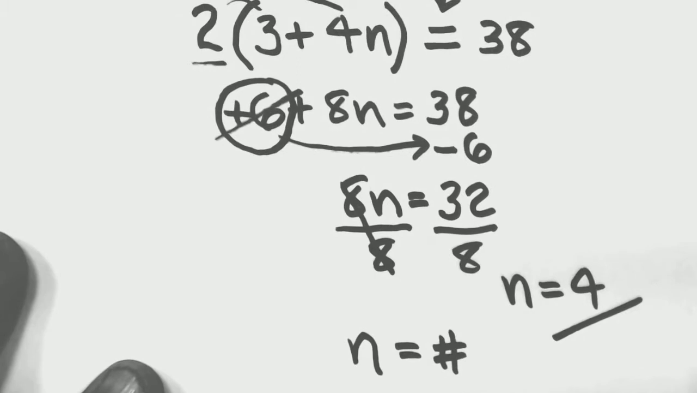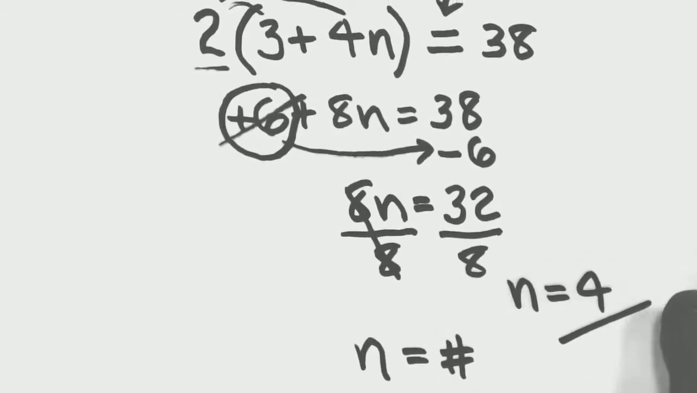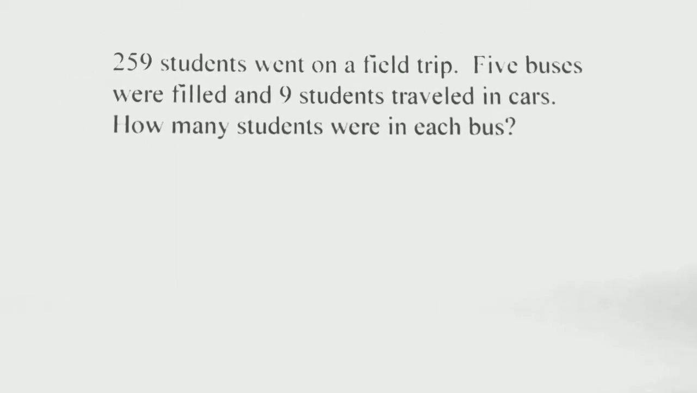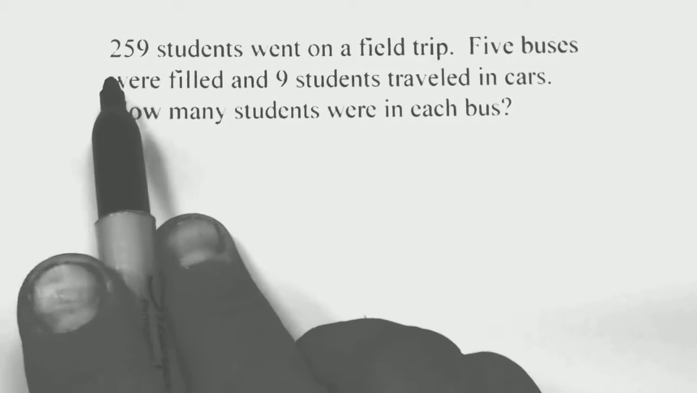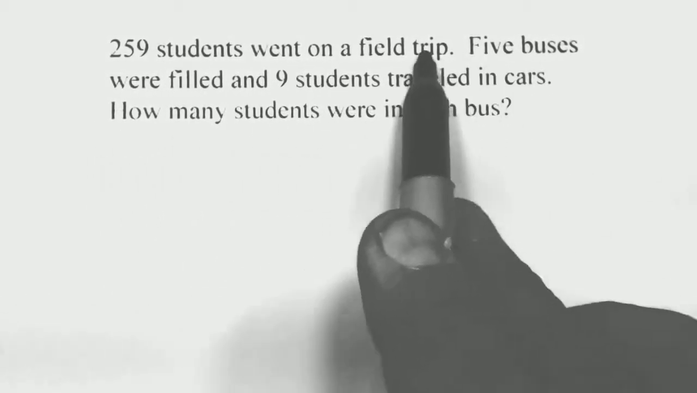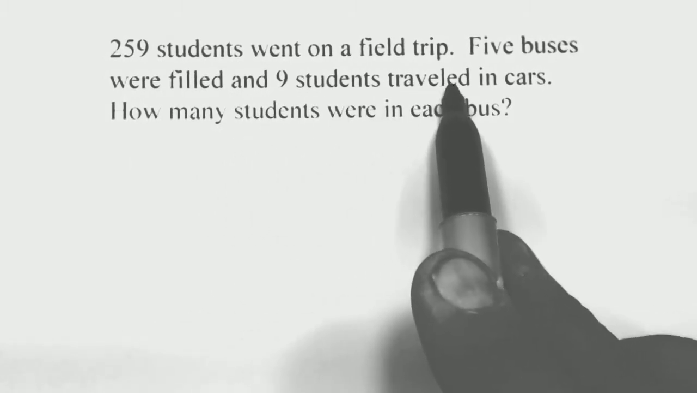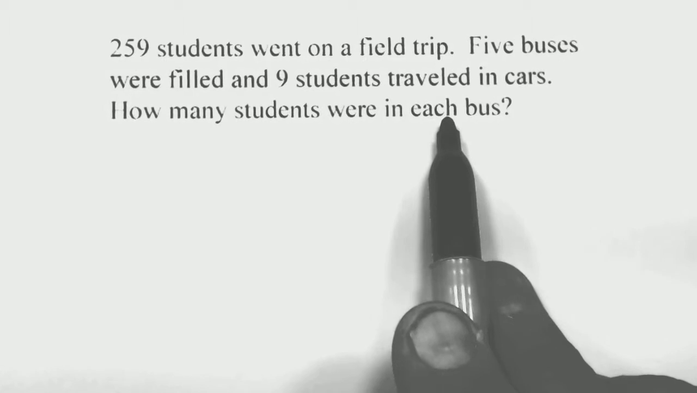Okay, well now let's look at some of the types of problems we're going to have and some of the homework for this topic. And here's the first one we want to take a look at. Let's read it out here. It says 259 students went on a field trip. 5 buses were filled and 9 students traveled in cars. How many students were in each bus?